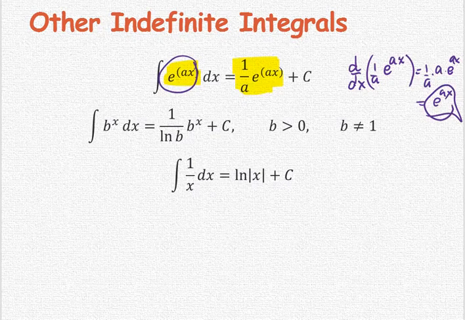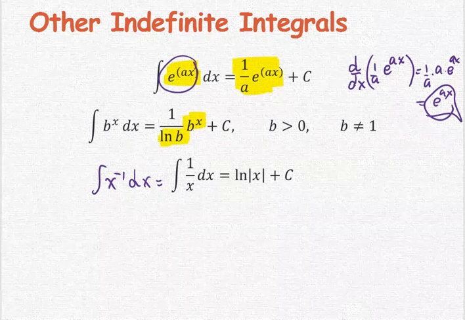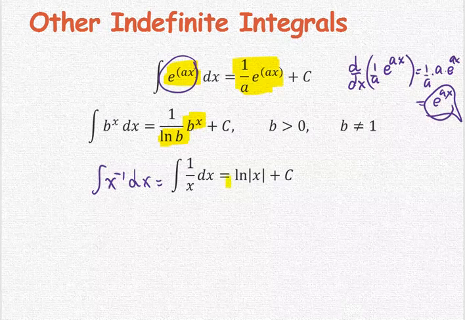For the integral of b to the power x dx, the antiderivative is 1 over natural log b multiplied by b to the x plus c, where b is greater than 0 and not equal to 1. And the last formula is the integral of x to the power negative 1 with respect to x. Writing it as the reciprocal of x, the integral of 1 over x dx returns the antiderivative as the natural log of the absolute value of x plus c.